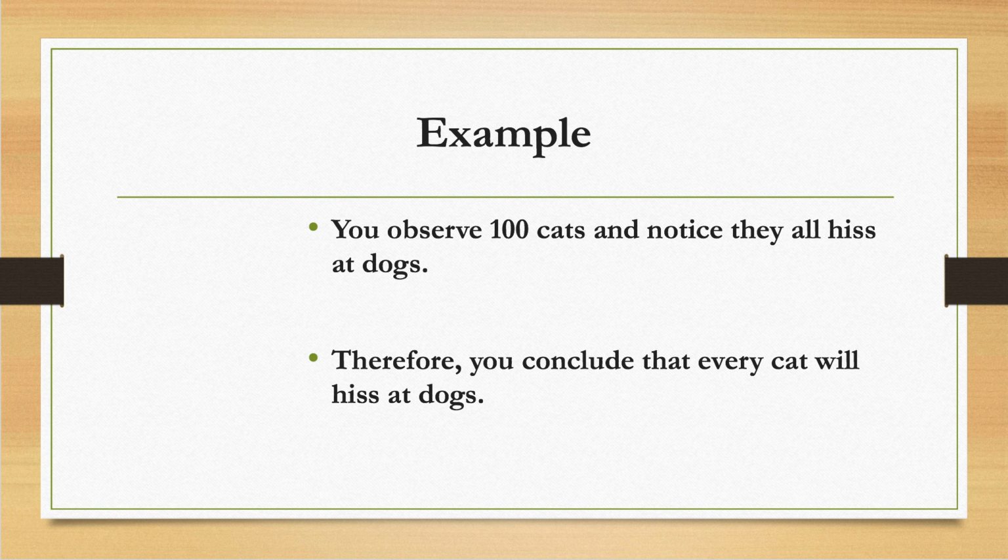Okay, look at this one. You observe 100 cats and notice that they all hiss at dogs. Here we have our past experience. We observe the cats. We notice that they all hiss at dogs. Therefore, this is the conclusion that I drew based on my past experience: you conclude that every cat will hiss at dogs. Again, it's possible that's true. It's possible that it's false. It doesn't matter because it is the conclusion that you drew based on your experience. So it is inductive reasoning.